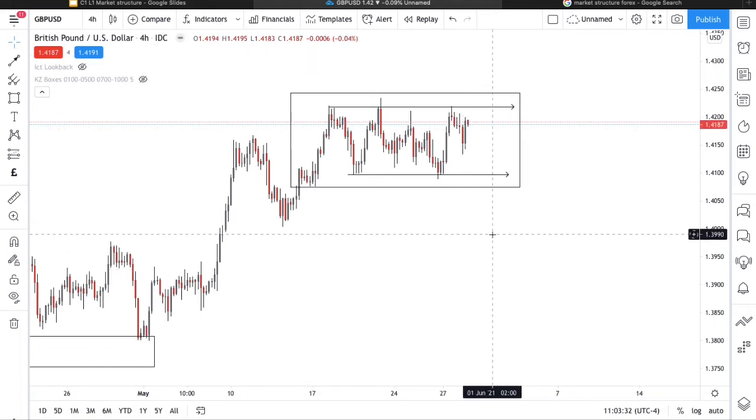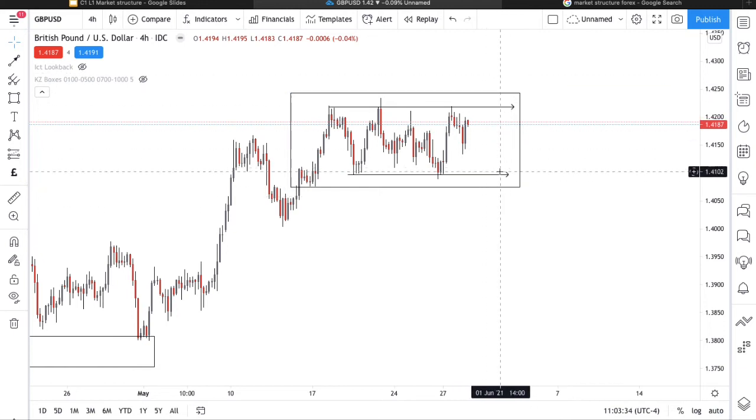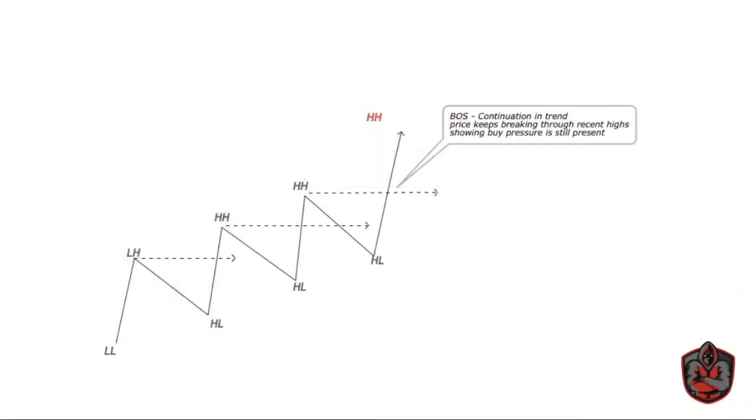Once I get that break of structure, that's when I start to look for buy or sell opportunities, or trend reversals. Now I'll be taking you guys through break of structures with signals towards a continuation in trend. So as you can see right over here, price is clearly printing higher highs and higher lows.